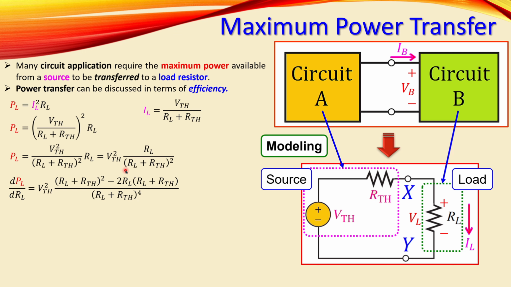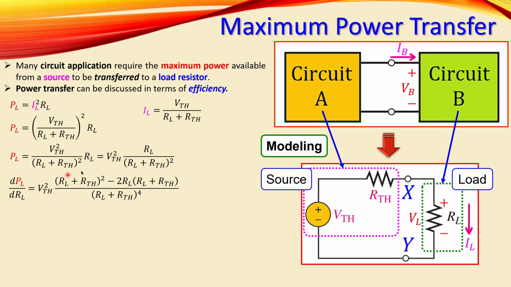And now I have used the rules for differentiation for a fraction, the quotient rule. So we can see this is then differentiated, that's just 1, times the denominator, that's actually shown here, minus this part, numerator, not differentiated, times the differentiated denominator, which will be 2 times RL plus RTH, which is actually shown here. And then you divide by the square of the denominator, that's actually shown here. So that's the total expression for our differentiated PL.